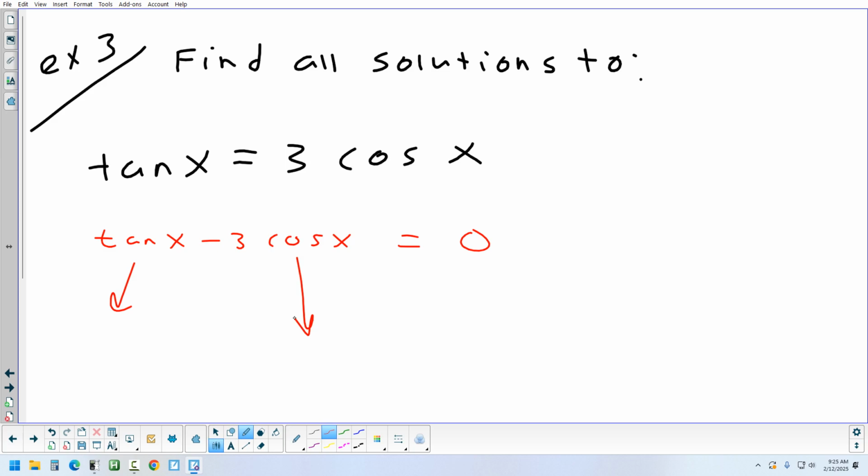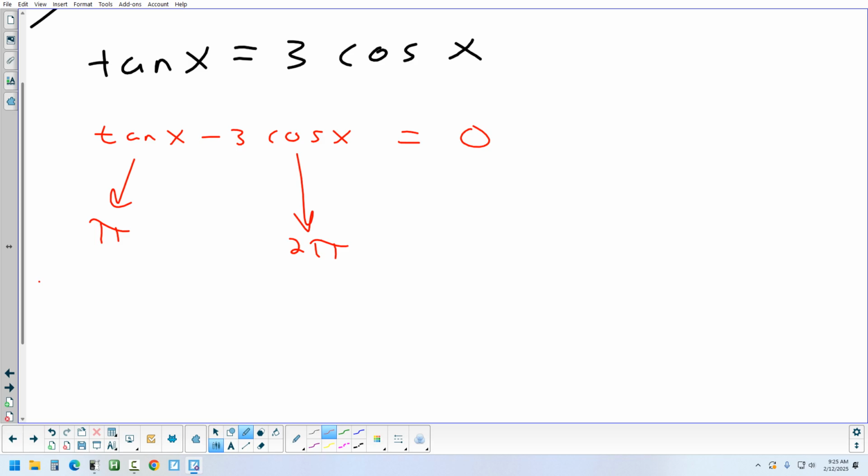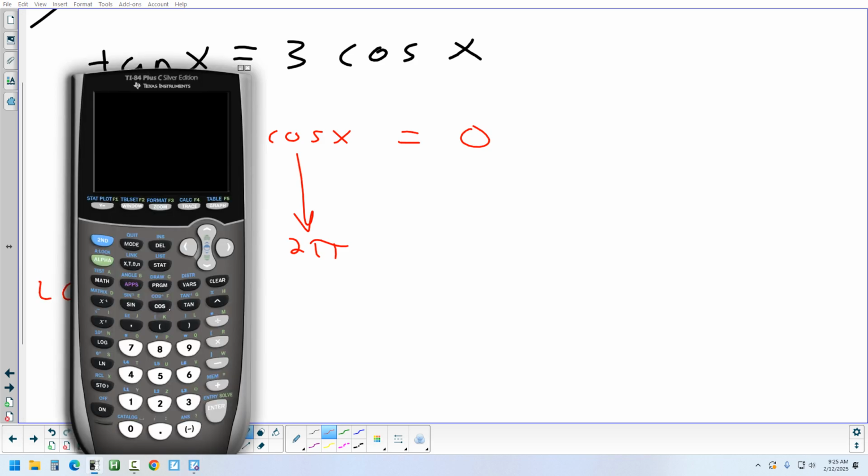What is the period of tangent? Tangent to the first power, that's tangent to an odd. Pi. And cosine, 2 pi. That's cosine to an odd, that's 2 pi. And the least common multiple? 2 pi. Okay, so that's what I need to make sure I set my window to: 0 to 2 pi.